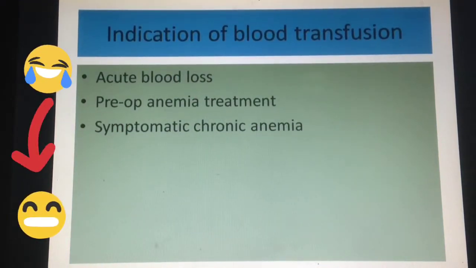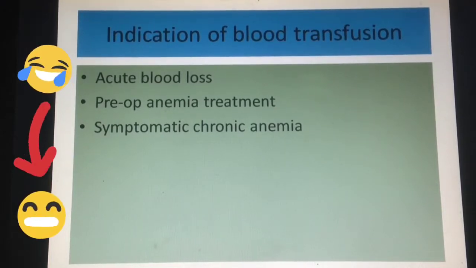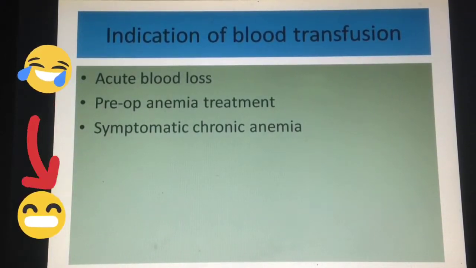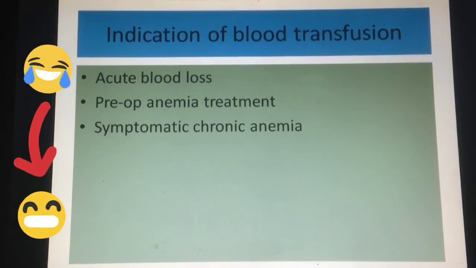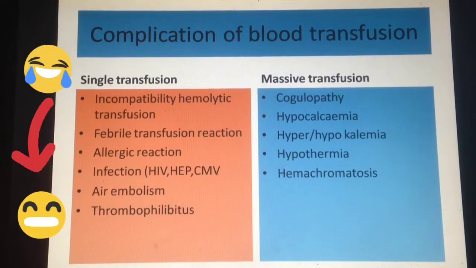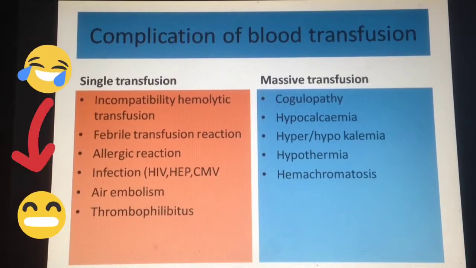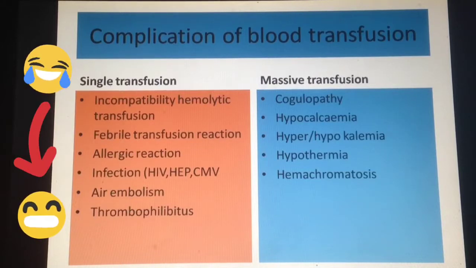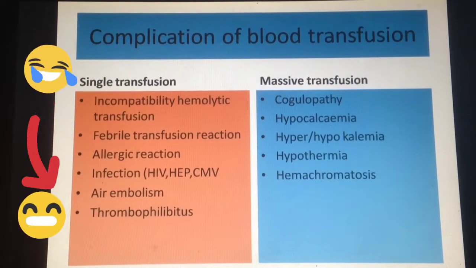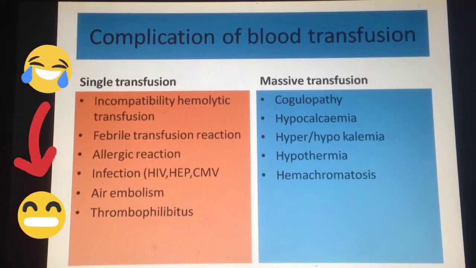Now, when do we start giving blood transfusion? This is given in patients with acute blood loss, pre-operative anemia treatment, or symptomatic chronic anemia. Complications of blood transfusion: in a single transfusion, the patient can have complications such as incompatible hemolytic transfusion. If your patient is A positive and you're giving them B positive blood, an anaphylactic reaction would be caused in such a patient.